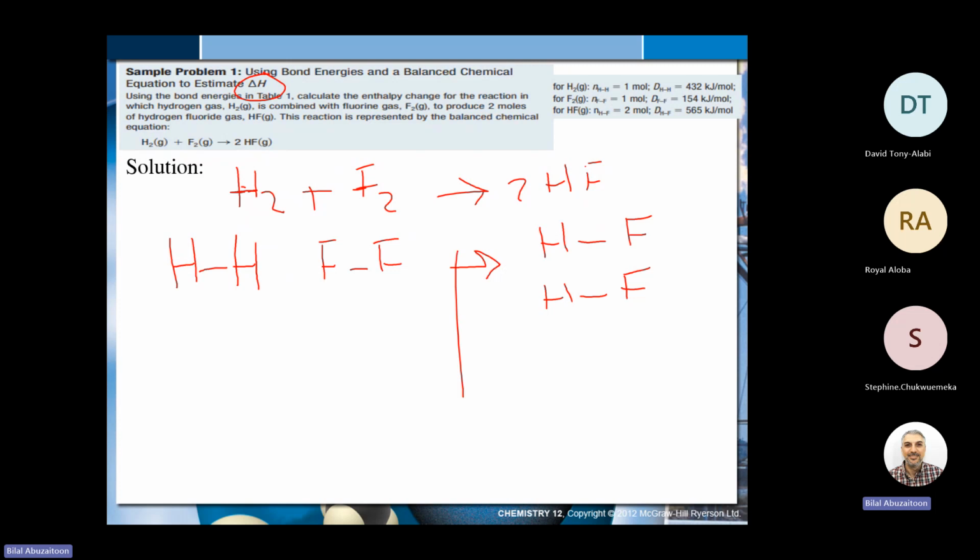Now, HH bond is what? It's given in the question, just to make it quick. DHH equals 432 kilojoule per mole. Do you see this value? FF, tell me. So are the bond energies always given? Yes, given in the question. Yes, always. As I said, in the final or the unit test very soon, I will give you the table so you can get the value you want.